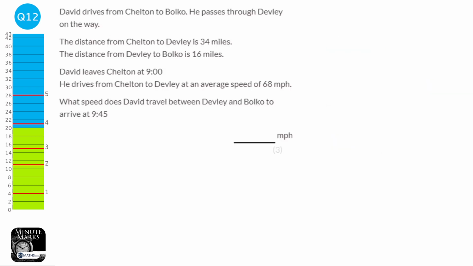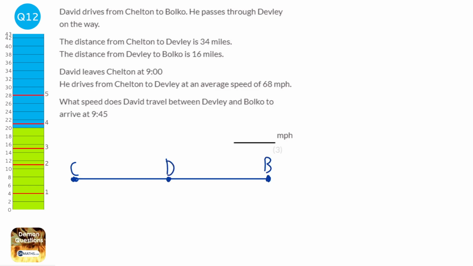There's an awful lot going on in this question. Whenever there's an awful lot going on, it's always best to draw a diagram. So we're going to start off at Chilton, which is a C. Then we go to Bolko, that's where we're going. And we go through Devley on the way. So we'll do D there.